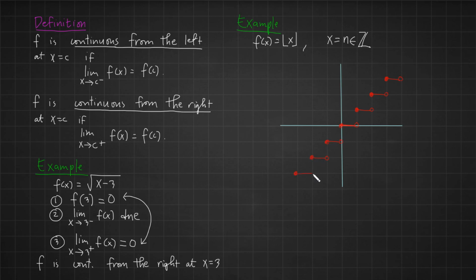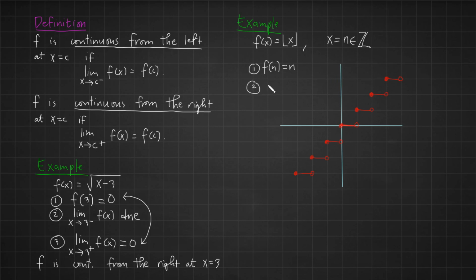Ayan. So the floor function is defined at integers. So if I'm going to replace x by n, defined yung function natin. So wala tayong problema doon. F of n is just equal to n when n is an integer.